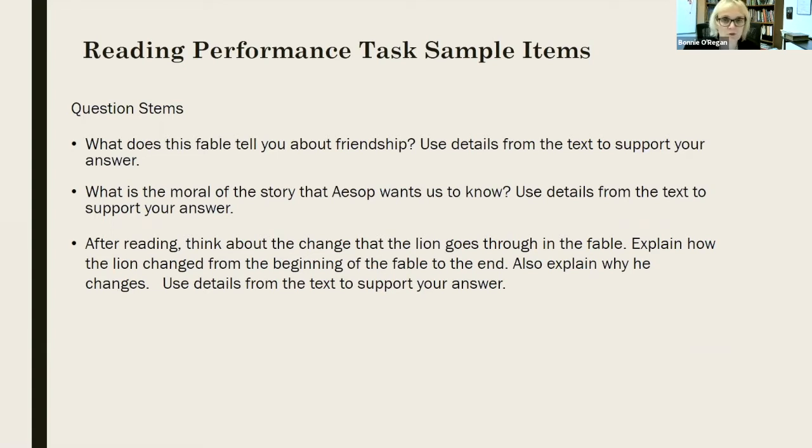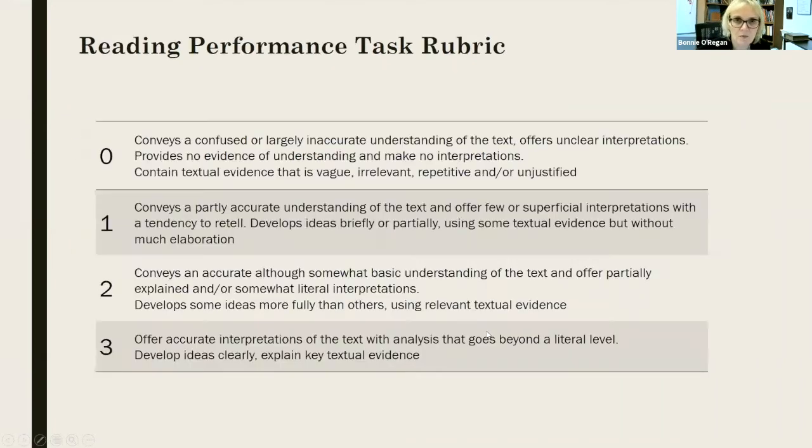So here's 3 samples. They will get 4 of them, but here's 3 good samples of what does this fable tell you about friendship? What's the moral of the story? After reading, think about the lion and the change that he goes through in the fable. The most important part of every one of these is using details from the text to support your answer. Here you can see where that's going to be prompted on every one of the questions, is using details to support their answer. Then the students are scored on a rubric.